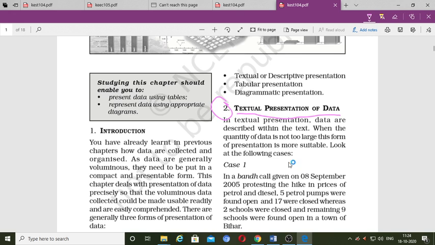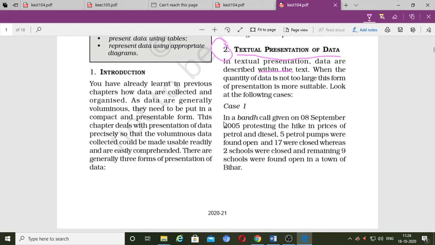Dear students, when we have collected the data, sometimes we find that the data is not quite large. If the data is very small, then in that case it is not necessary to present that data in a table. Instead you can write this data in a textual way also. In textual presentation, data are described within the text. Here is an example. There you can see the data is written in a textual manner.